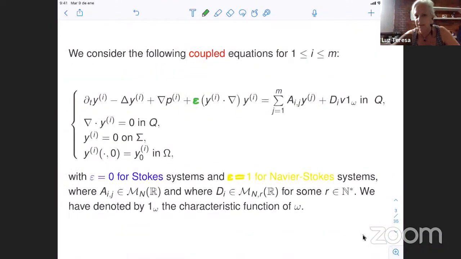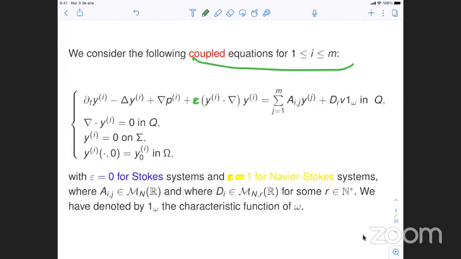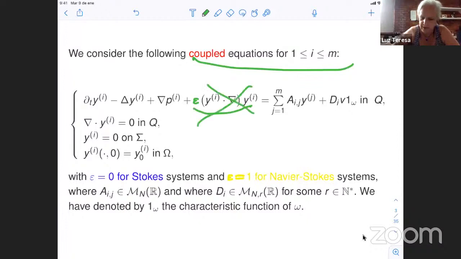So here's our problem. I'm going to consider several coupled equations, in fact systems. So I will have m equations that are coupled, and they can be either the Stokes system, this is when epsilon is equal to 0, we don't have this nonlinear term, or the Navier-Stokes system.